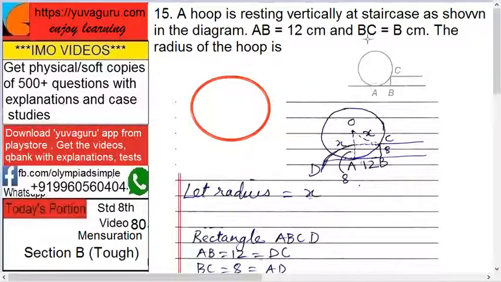Okay. Now what is given and what is asked? AB equals 12, which means this length equals 12, and BC equals 8 centimeter. Then we have to find the radius of the hoop. Okay. These two lengths are given, AB and BC. What we'll do is we'll draw this figure.